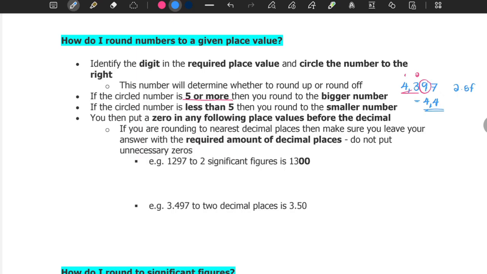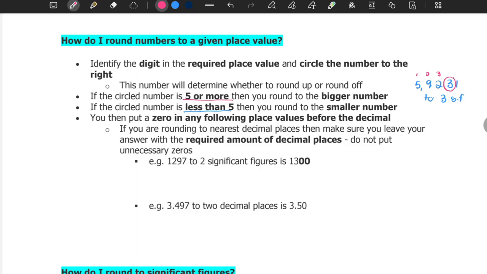But if the number circled is less than 5, then you round to the smaller number, so you round down. So let me give an example where we were given a number like 5.9231 and asked for three significant figures. Again, we look at what we are given, and those are 1, 2, and 3. Those are the three significant figures that we're looking at. And then the number to the right of that is going to be 3. That's the digit to the right.